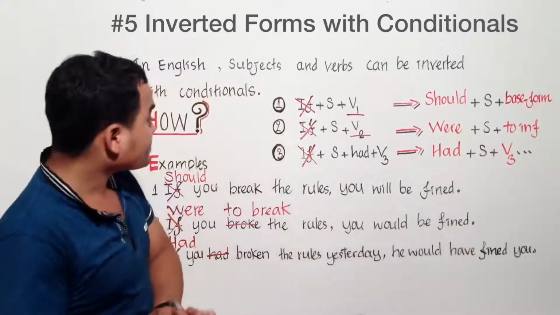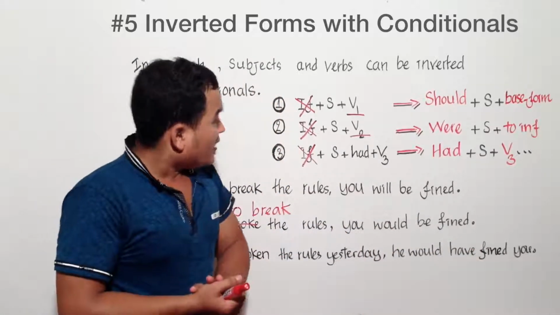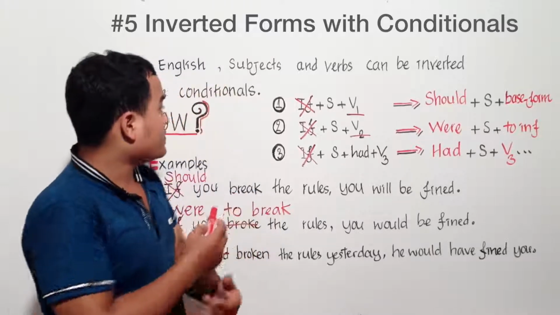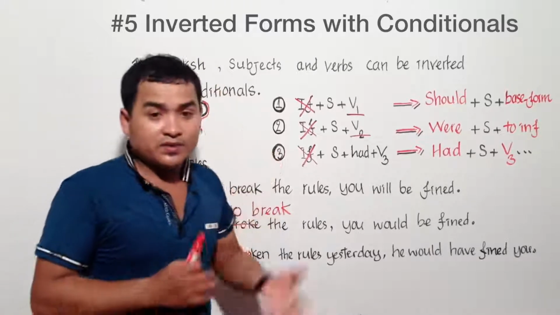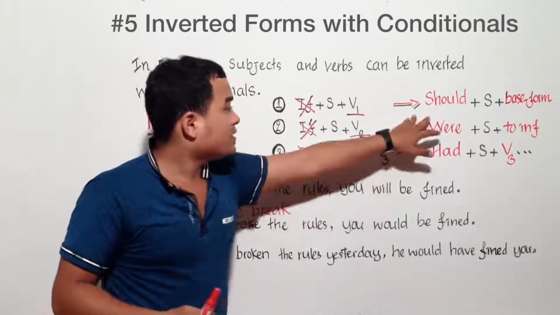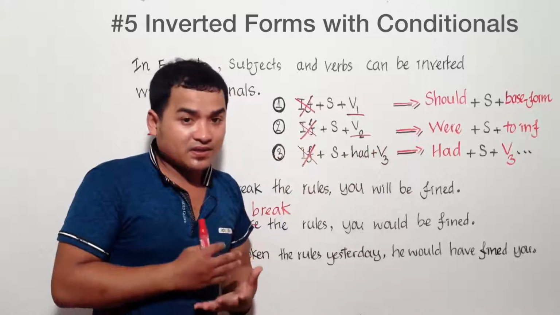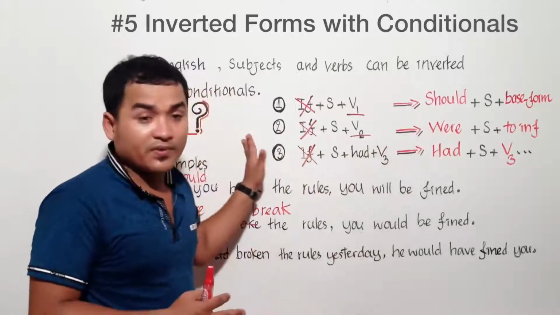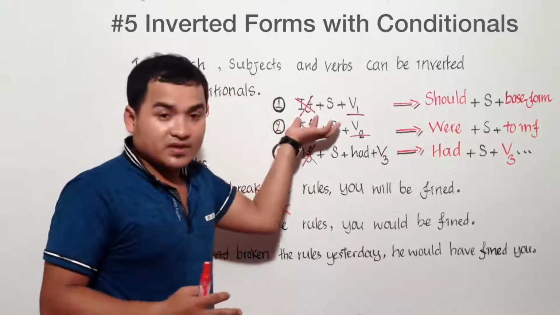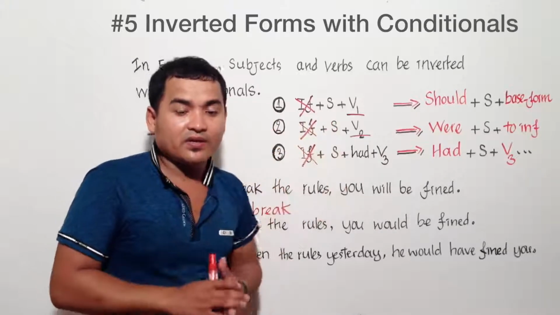Right? So that's all the basic forms. So please remember, whenever you want to invert the subject and verb with conditional sentences, please remember the three basic forms above for the first condition, second, and third.